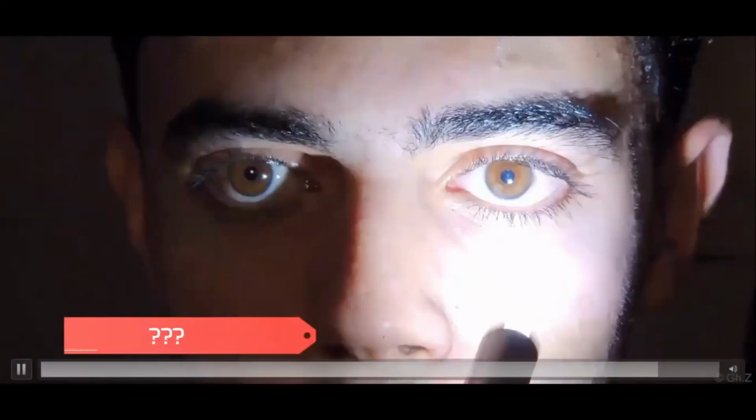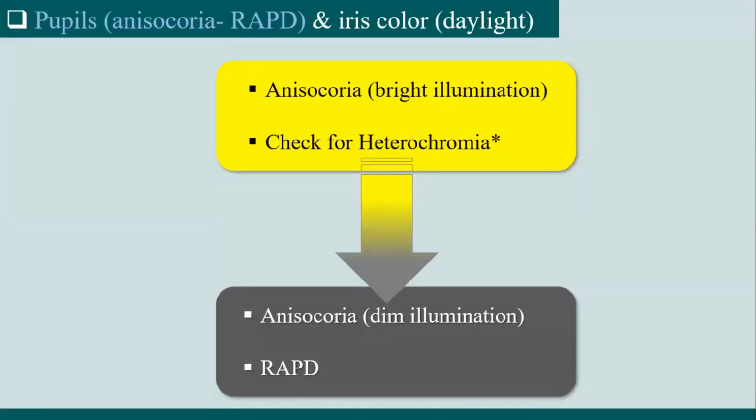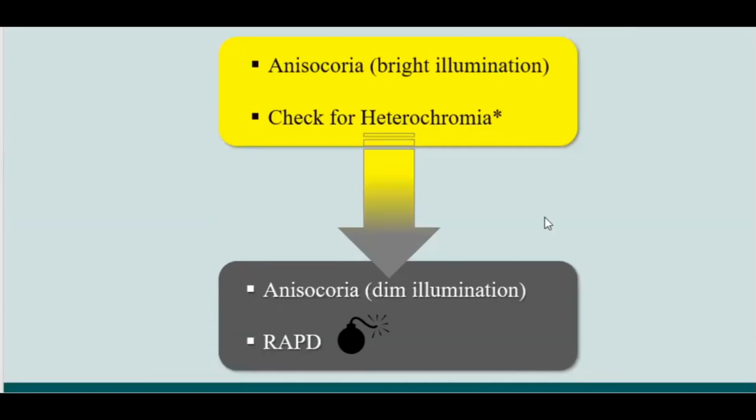And then in dim illumination, you again check for anisocoria, and start doing the testing for ROPD. So again, in bright illumination, we check for anisocoria and heterochromia, and then in dim illumination, we check again for anisocoria and do pupillary reflexes. The most important one is ROPD. Check for ROPD. Let's answer these questions because they are important.